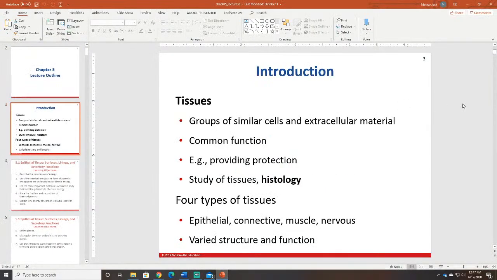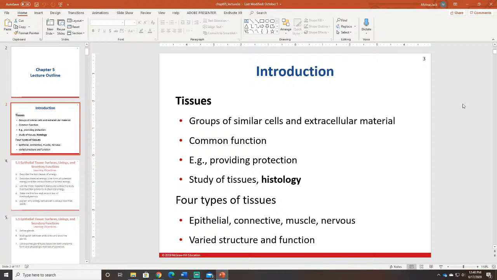All right, so this week we're talking about tissues. Tissues are groups of similar cells and the extracellular material around them. They are collections of cells that have a common function. For instance, the skin provides protection and it's made up of epithelial cells. The study of tissues is known as histology. So when we look at microscope slides of tissues, we are practicing histology.